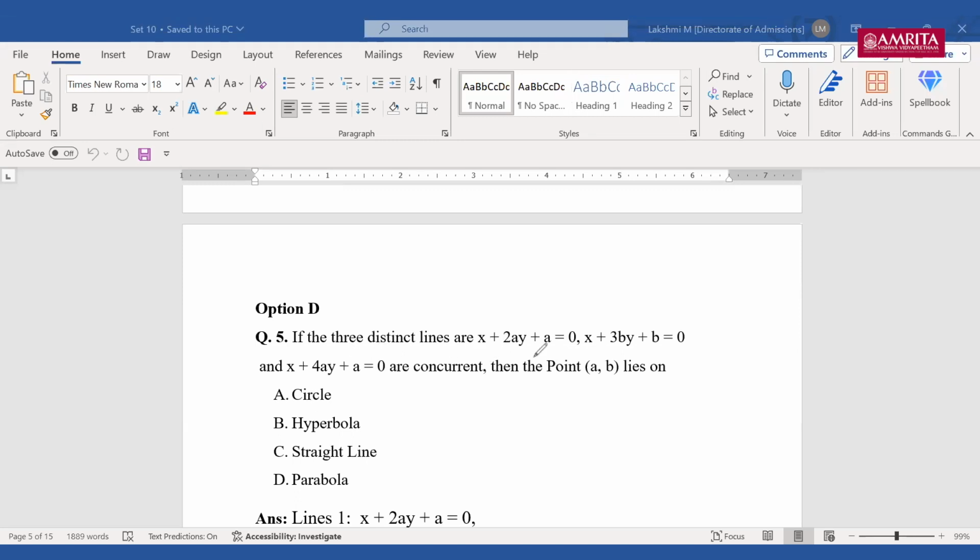I have 3 lines: x plus 2ay plus a equal to 0, x plus 3by plus b equal to 0, x plus 4ay plus a equal to 0, and they are concurrent. So then what about the point (a, b)? Whether it lies on a circle, hyperbola, straight line or parabola. If the 3 distinct lines x plus 2ay plus a equal to 0 are concurrent.